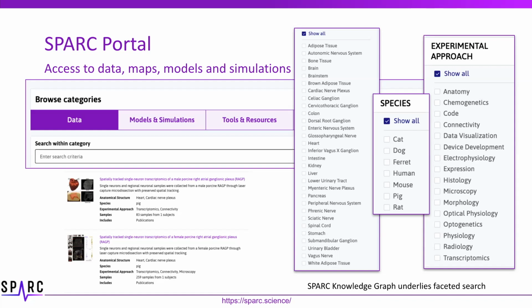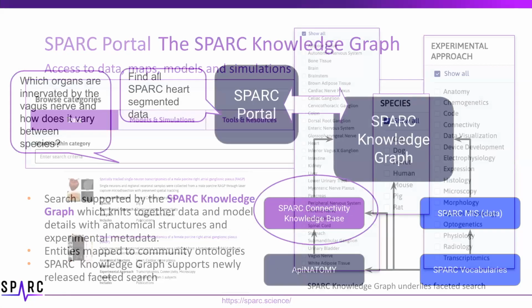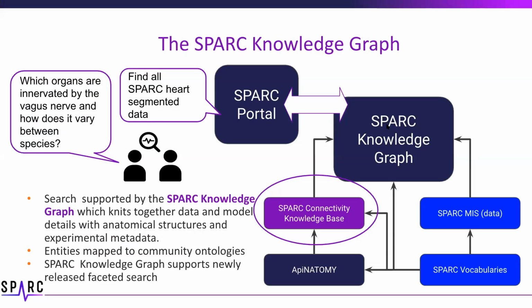And the SPARC Knowledge Graph is a product of K-Core, and it essentially is taking all of the data sets that are being produced, models and simulations, it is mapping them into common frameworks and making them available through a single endpoint, which we call the SPARC Knowledge Graph. But part of that knowledge graph is something called the Connectivity Knowledge Base.